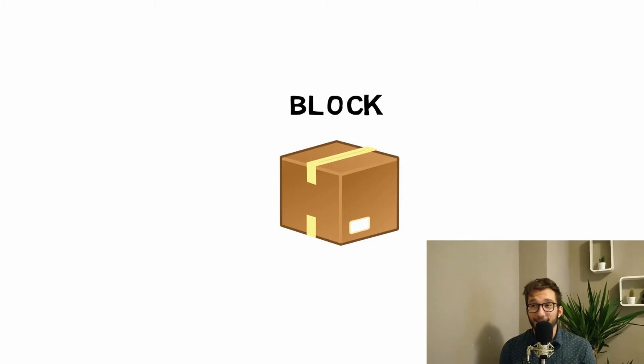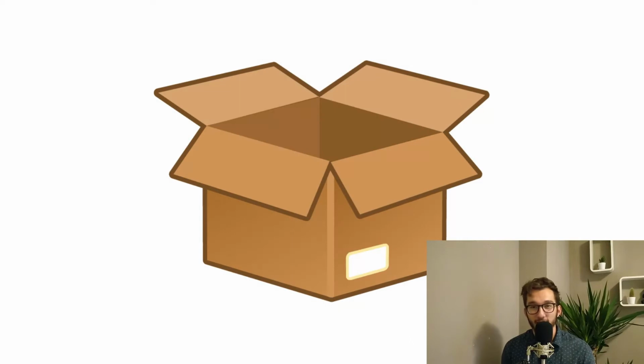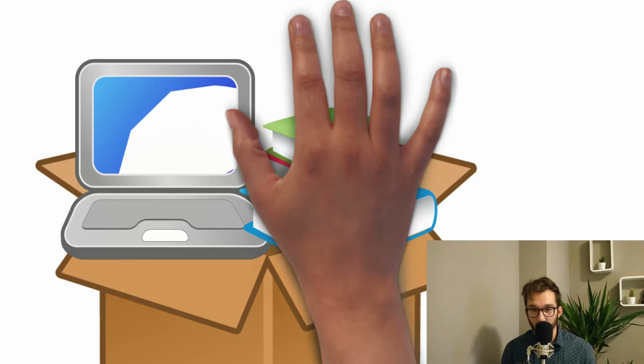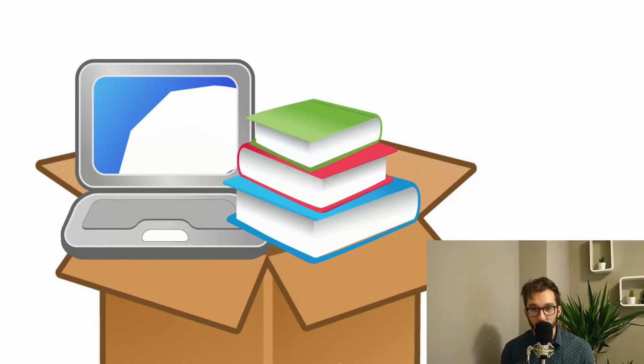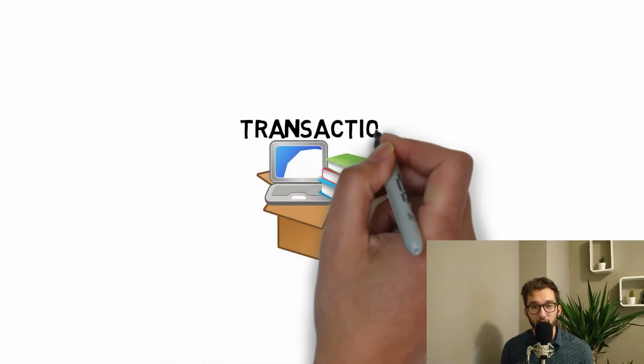And now you may be asking, what are we going to put inside this box? That's a reasonable question. So there are some articles that we are going to put inside, like a computer, your books, or a smartphone, whatever you want to put inside. And those are all called transactions in blockchain. So transactions are actually articles.